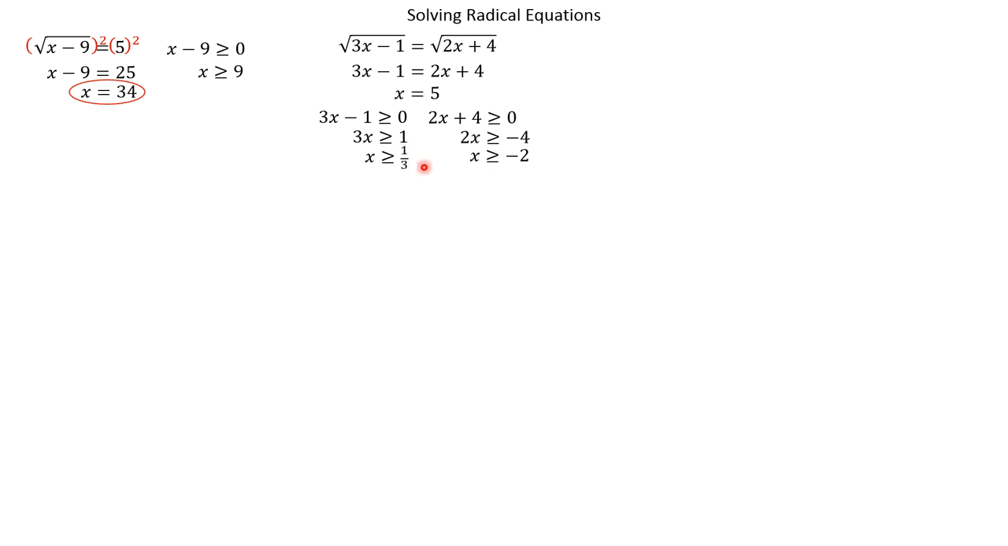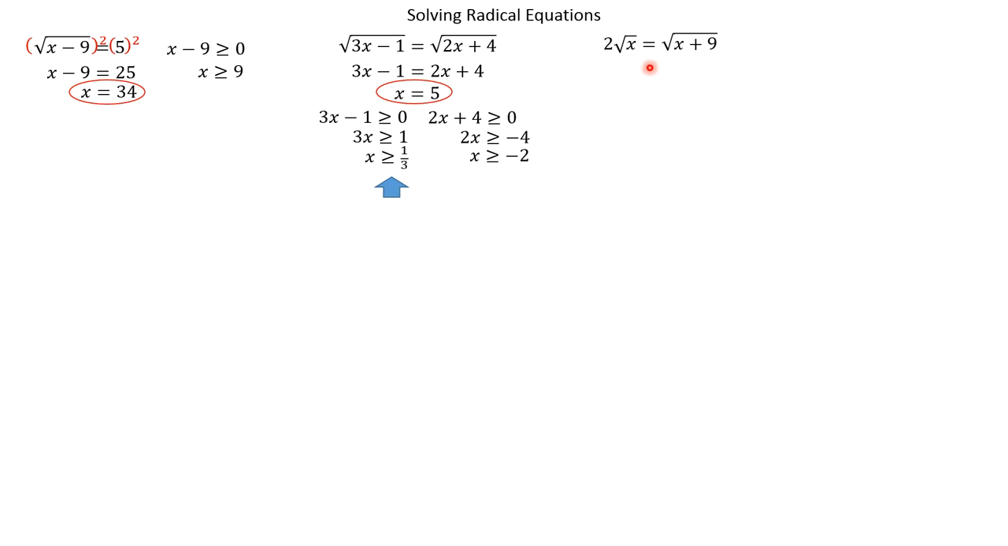So it's actually the bigger of the two numbers. So really, the only piece of the domain we need, x has to be greater than or equal to 1/3. That will make both of these work. But, as we pointed out, 5 is bigger than both of them, and so x does equal 5.